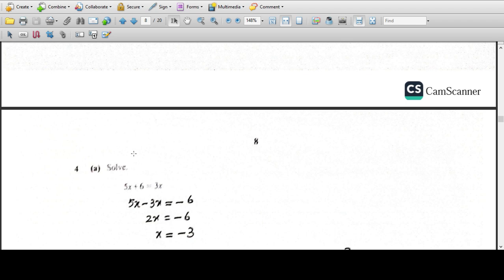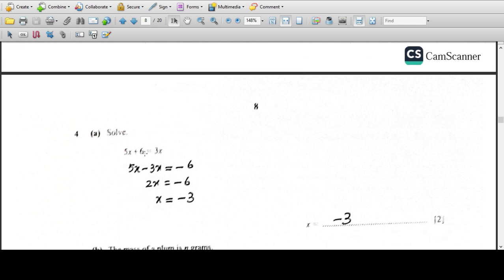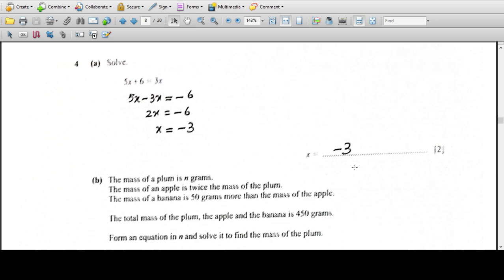Now question number 4. 5x plus 6 is equal to 3x, and so we have to solve it. So we can rearrange it here, 3x on the left hand side and 6 on the right. So 5x minus 3x, and this 6 becomes minus 6. So this is 2x is minus 6, x is equal to minus 3.